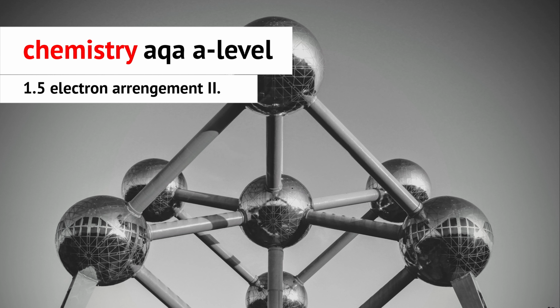You can use the same notation for ions. So a sodium ion, Na+, would have the electron arrangement 1s2, 2s2, 2p6, one less than a sodium atom, 1s2, 2s2, 2p6, 3s1.